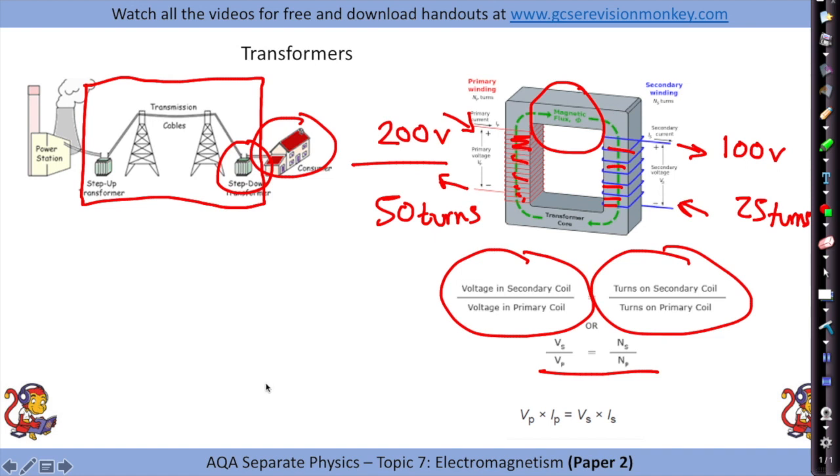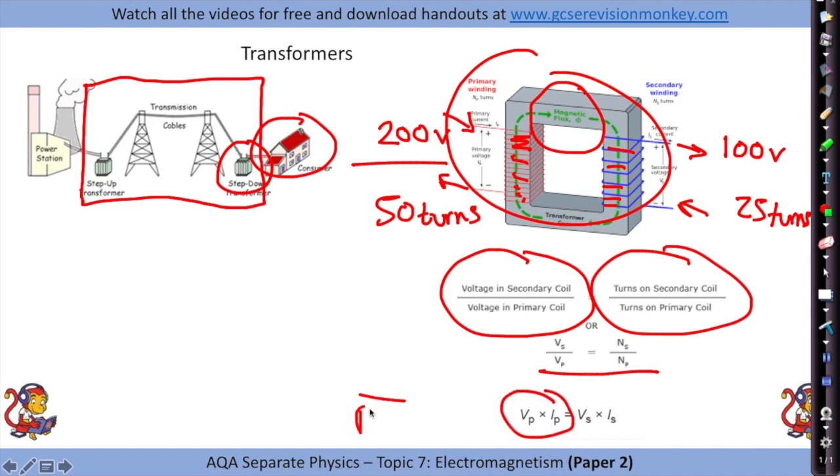Now we can also say that because these transformers are really efficient, they don't lose much energy, we can simplify and say that the power in equals the power out for a transformer. This helps us because we might want to calculate the current coming out of a transformer. Because P equals I times V, we can swap in V and I for power. So Vp times Ip equals Vs times Is.